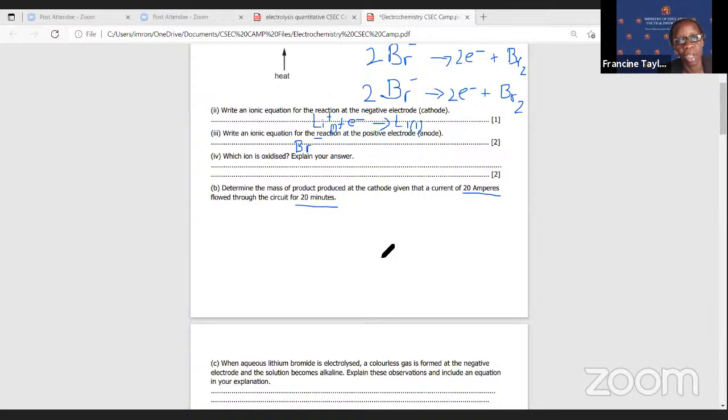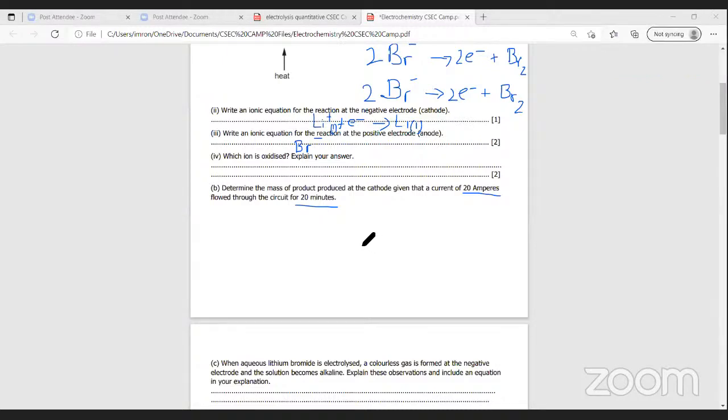Somebody wanted to know why it's not the lithium that was oxidized. All right, so if we look at lithium, Li+ gains an electron. Reduction is gain. If you gain an electron, you are reduced. So yes, gain of electron is reduction.